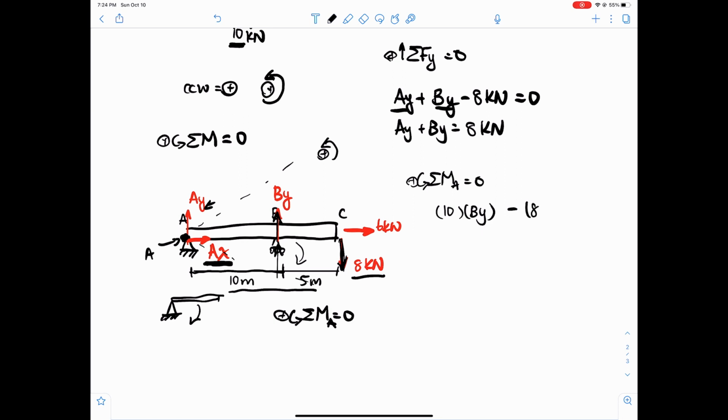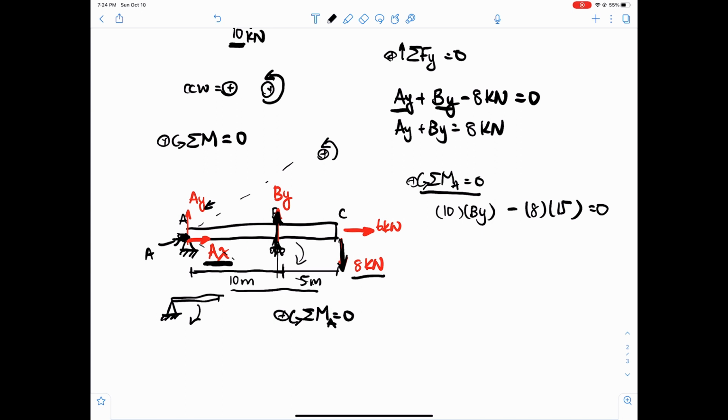8 kilonewtons times 15, because that is the distance away from this A point where we are trying to find the moment about. Once again, this just means that if you are pulling this down, this has to push it back up a certain amount. Using a certain amount of force, this reaction at B has to be pushing up. So this equals 0, because nothing is flying through space.